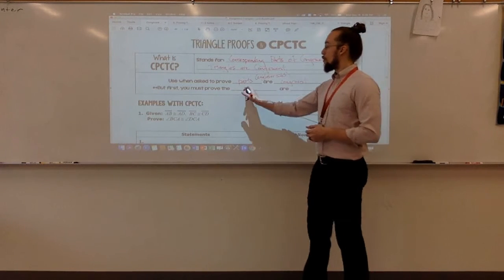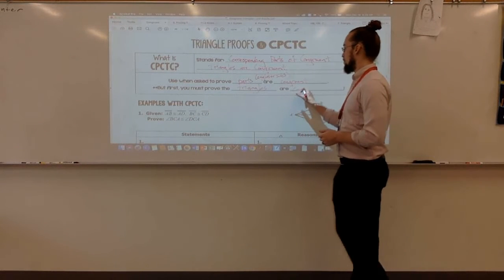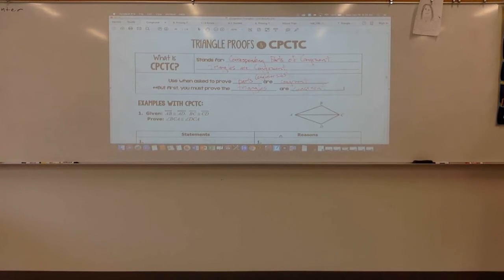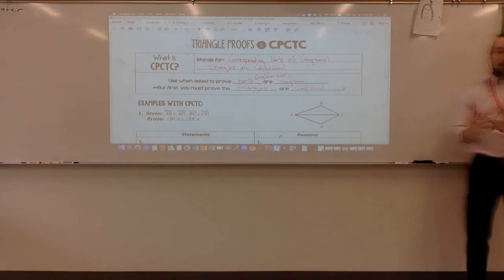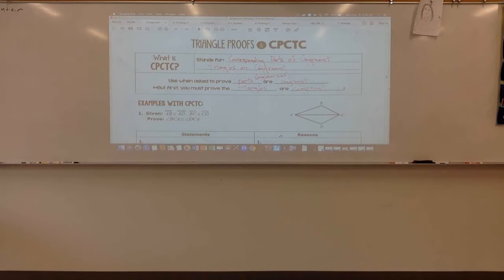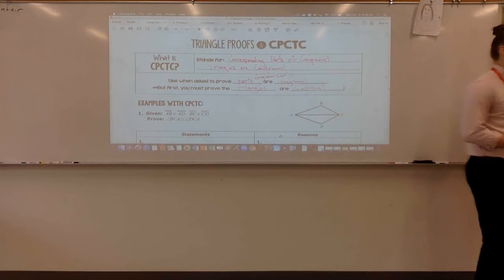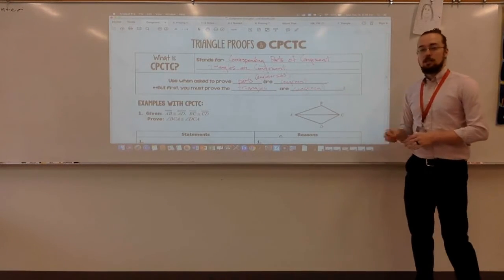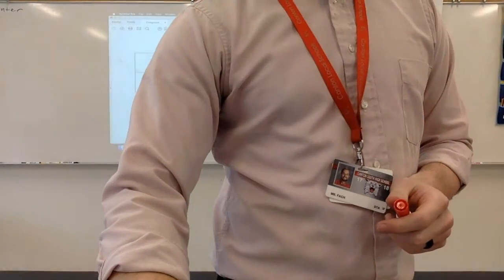But first, what we have to do is prove that the triangles are congruent. Okay, so this is just going to be like an extra little step. We're still going to have to prove that the triangles are congruent. But then we're going to go one step further and say, well, if I know the triangles are congruent, then I can say this pair of angles is congruent, or this pair of sides is congruent. Right? So let's go through an example here.